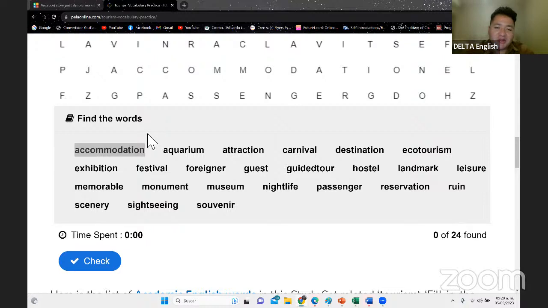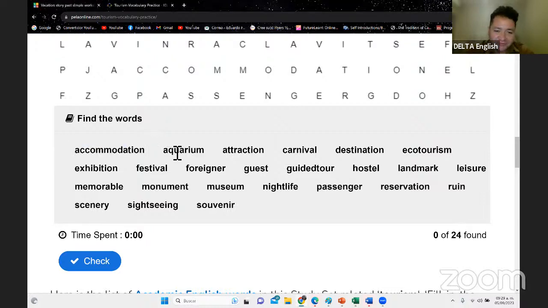Okay, well, an aquarium is something we can find in many places, right? There are some in Mexico City. There are some here in Cancun too. In many places you visit, like big cities, you can find an aquarium.